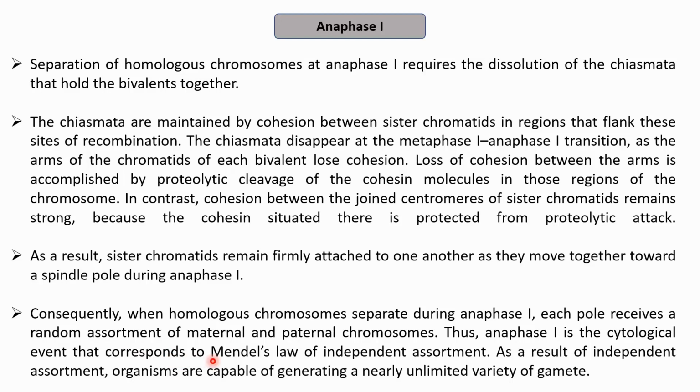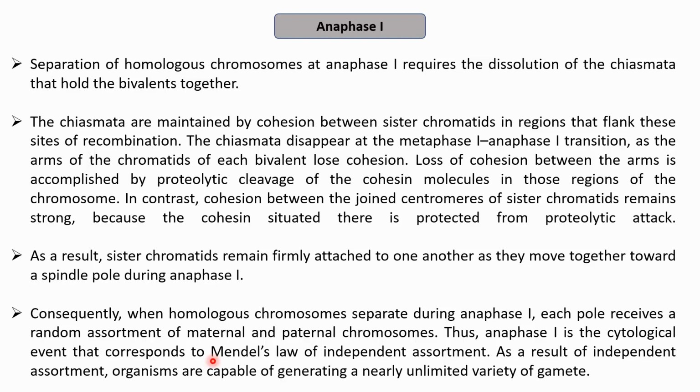We know that Mendel gave 3 laws, and one of them is the law of independent assortment. So the anaphase 1 stage is the event taking place inside the cell that corresponds to Mendel's law of independent assortment.